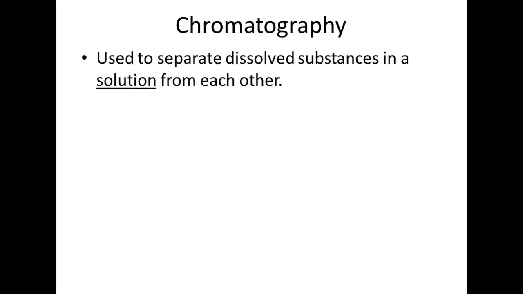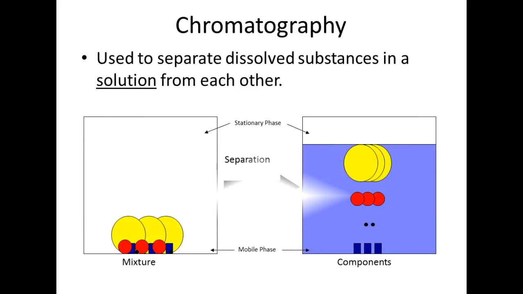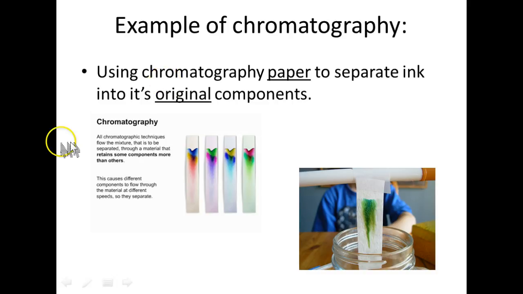The last one we're going to talk about is chromatography, and this is used to separate dissolved substances in a solution from each other. So an example would be like a permanent marker. A permanent marker usually has different color ink in it. Okay, so if you put a dot of permanent marker on chromatography paper, you can use a solvent and separate those different colors. And depending on how large the particles are, is how far they'll move up the paper. And you can see that right here. And here is a look at how it would look in reality.